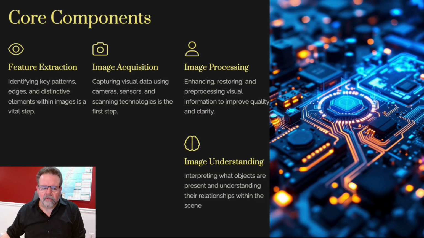Then we get to feature extraction, which identifies key patterns, edges, distinctive elements within images, very similar to how we notice defining characteristics of objects. And finally, and most important, well, I guess they're all important, but at the top of this core components process, image understanding, to interpret what objects are present, how those objects relate to each other, just as our brain can make sense of a complete scene by understanding not just what we see, but the meaning of what we see. And that is very, very important.